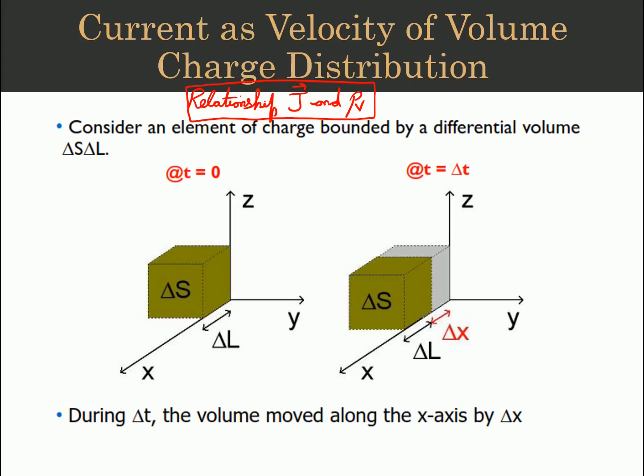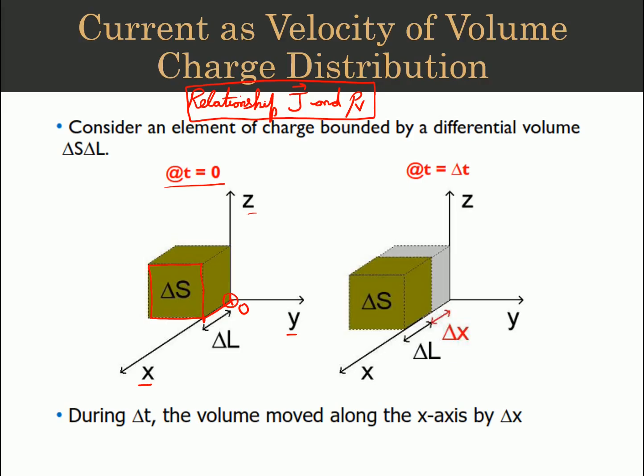So let us say that we have the rectangular coordinate system as x, y and z, and a cube is placed at the origin. At time t equal to 0, the cube is at the origin, and the length it is covering along the x-axis is from the origin to this point, which is delta L, and the front face is the surface sheet represented by delta S. So it is covering the z and y axes, and delta L is along the x-axis. Now at time t equal to 0, this is where the cube is in a stationary position.